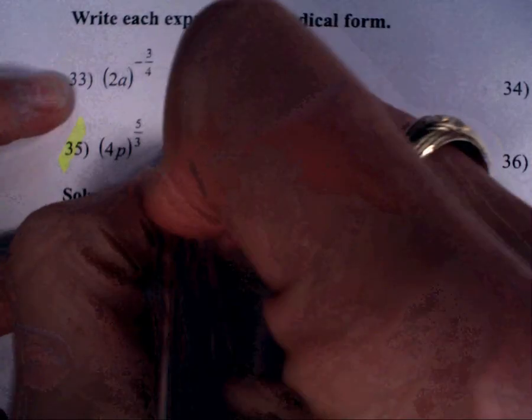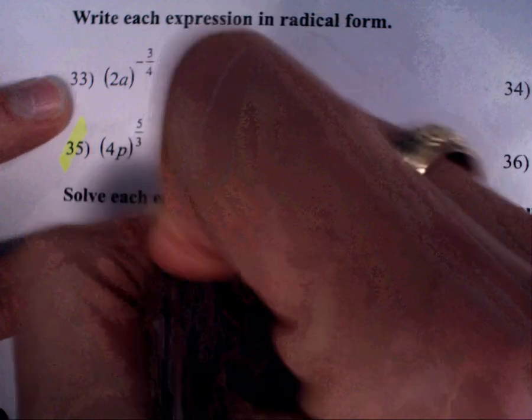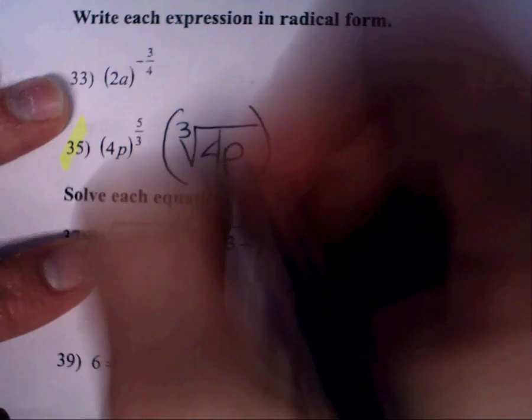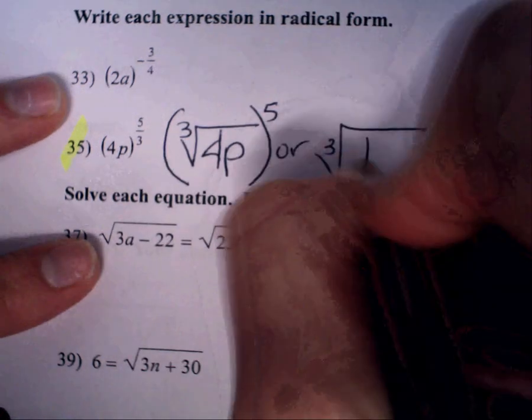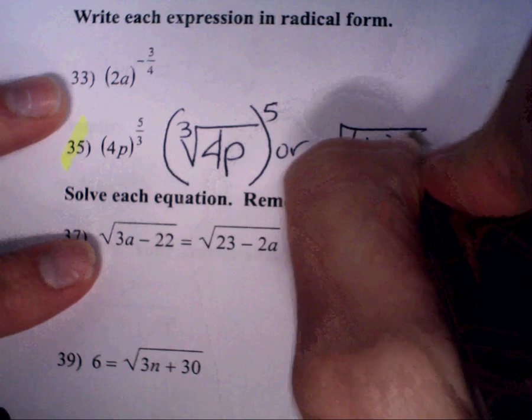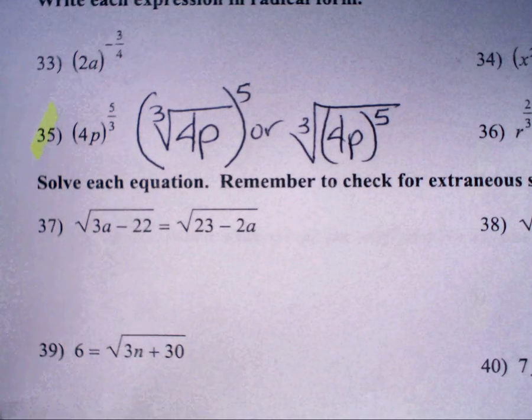Alright, one more. Oh, another rewriting. So I'm going to put a square root, a 4p underneath. The 3 is the index, and then to the fifth. Or I can also write it like this, but in this case, you have to have parentheses inside with that. I prefer the first way, but it absolutely doesn't matter.